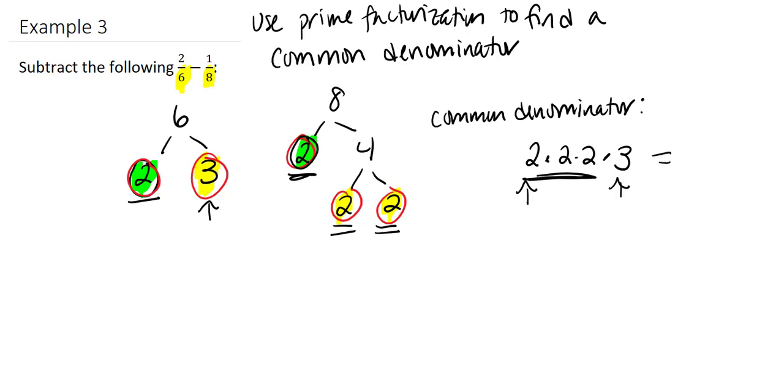So 2 times 2, which is 4, times another 2 is 8, which is right here, which is what we did. Now 8 times 3, which is 24. So this is our common denominator. Now let's go ahead and rewrite this problem.